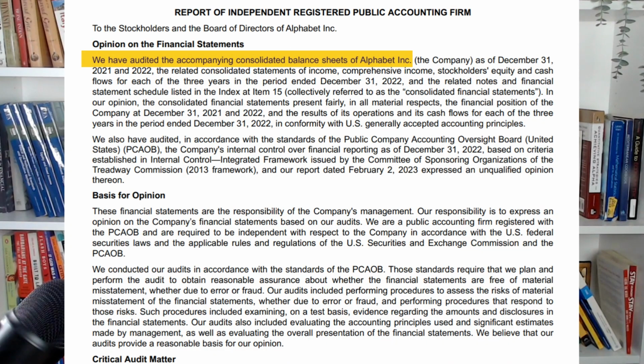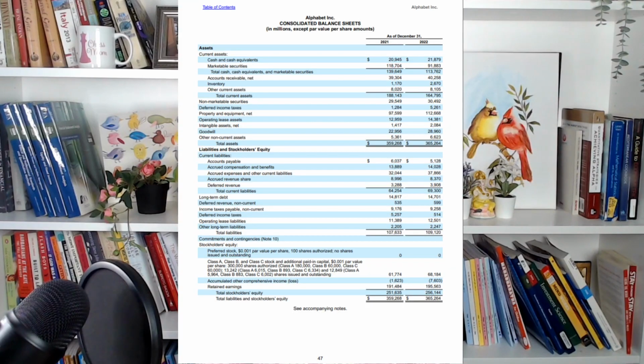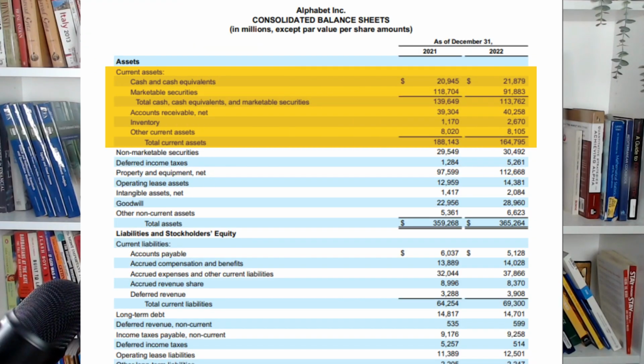Also, the annual report is audited and the quarterly report is unaudited. An audited report is more likely to be free from material error or fraud than an unaudited one. Page 47 of the 10K shows you the consolidated balance sheet. The first section under assets is current assets.